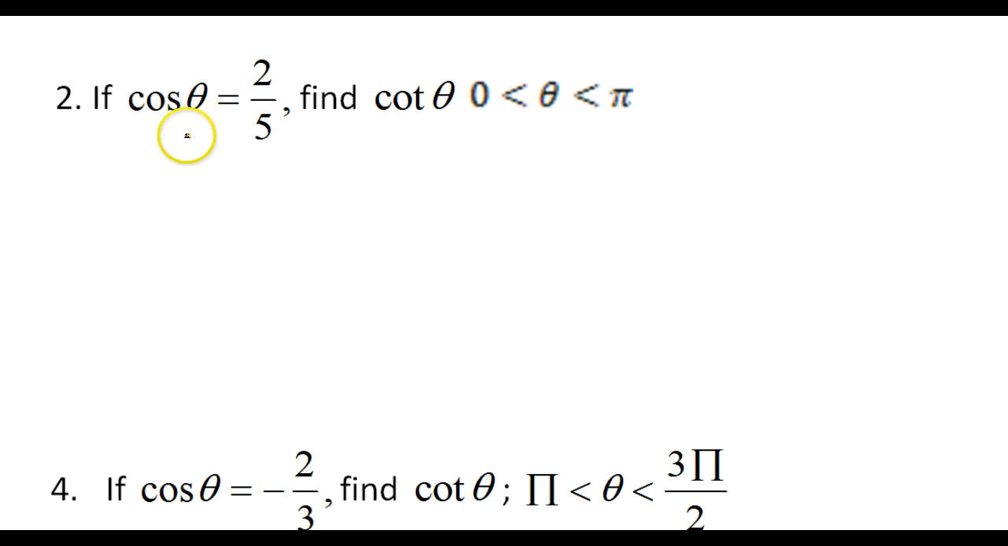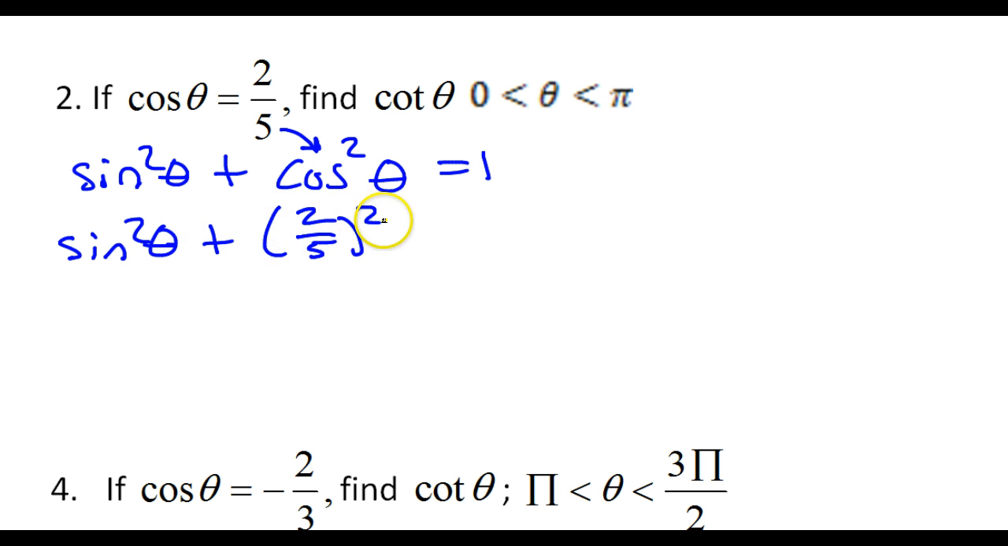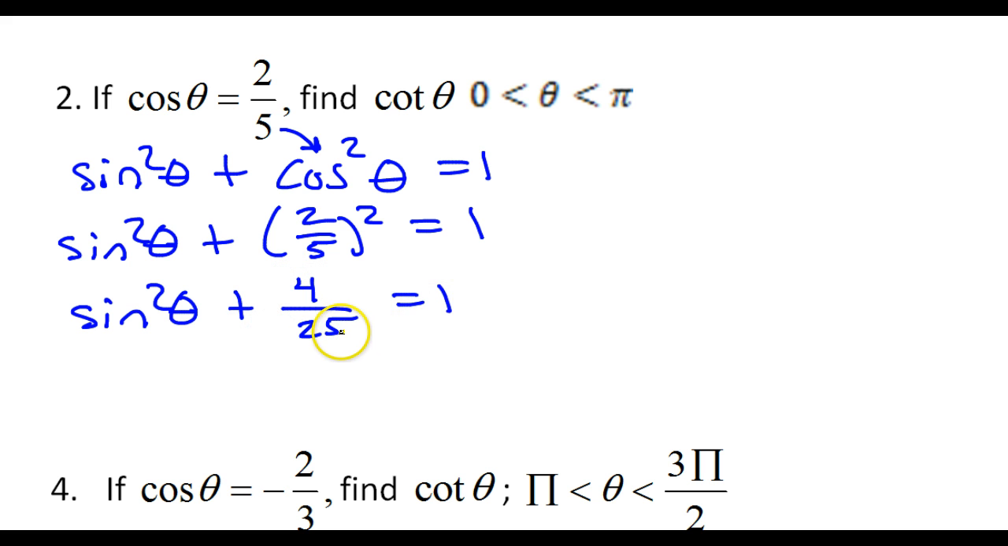Look at number 2. They gave me the cosine. So here we go. Sine squared theta plus cosine squared theta is equal to 1. So I substitute cosine in there. So this becomes sine squared theta plus 2/5 squared is equal to 1. So that makes sine squared theta plus 4/25 is equal to 1. Now it's time for me to subtract 4/25 from both sides.